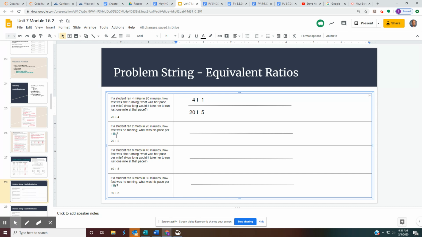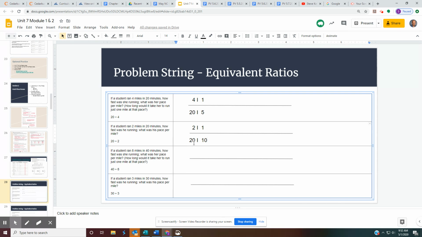Okay, now we're going to do the same thing with the next one, right? If a student ran 2 miles in 20 minutes, how fast was he running? Go ahead and set up your paper just like I just did. We're going to put the 2 on top and we are going to put the 20 on the bottom. So how fast would he run per mile? Because we're trying to figure out how fast he will run in 1 mile, what am I doing to the 2 to get 1? I'm dividing it in half. So I'm dividing by 2. So I have to divide the 20 by 2 and get 10.